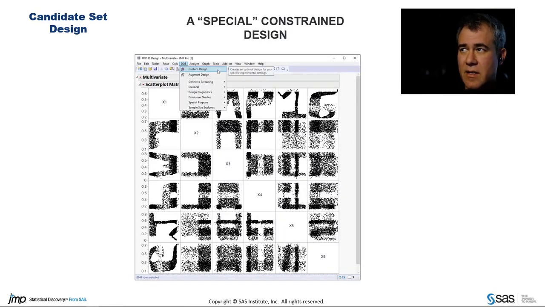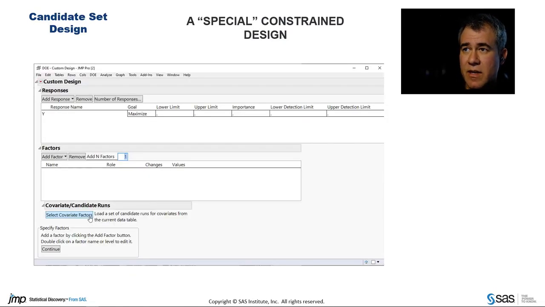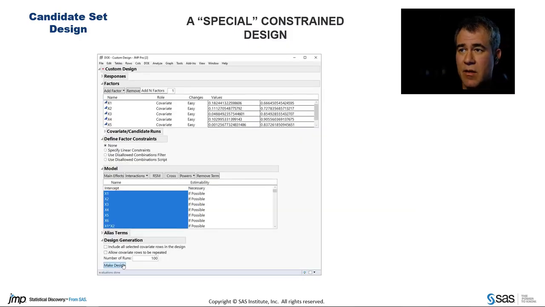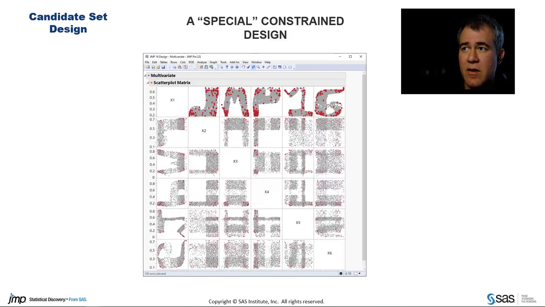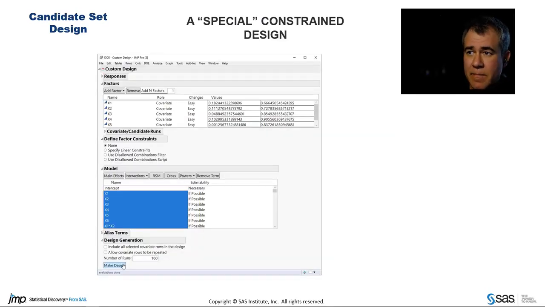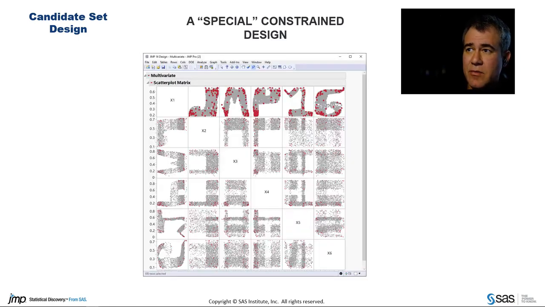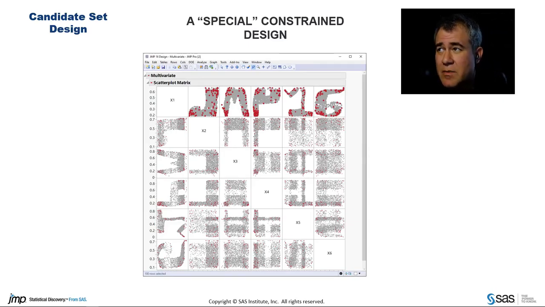We can load this up into the custom designer, same thing as before, bring our columns in as covariates, set up a design with all high order interactions made if possible with 100 runs. And now we see our design for this very unusual constrained region that is optimal given these constraints.